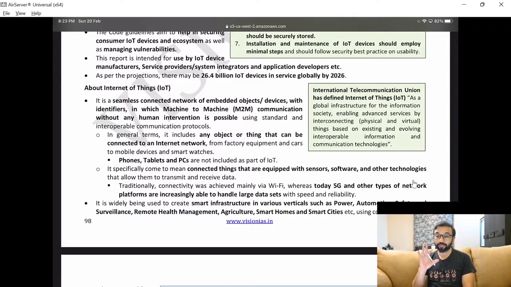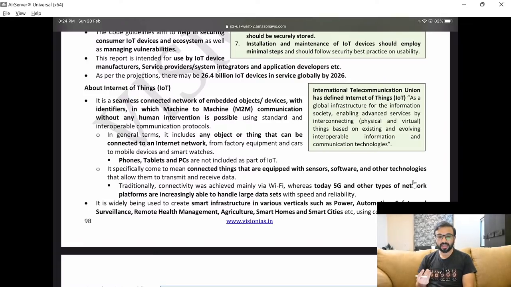Now, here they have given a kind of difficult definition. Internet of Things, it is a seamless connected network of embedded objects, devices with identifiers in which machine-to-machine communication without any human intervention is possible using standard and interoperable communication protocols. Yes, you can understand it by reading it, but I don't think this needs to be that difficult.